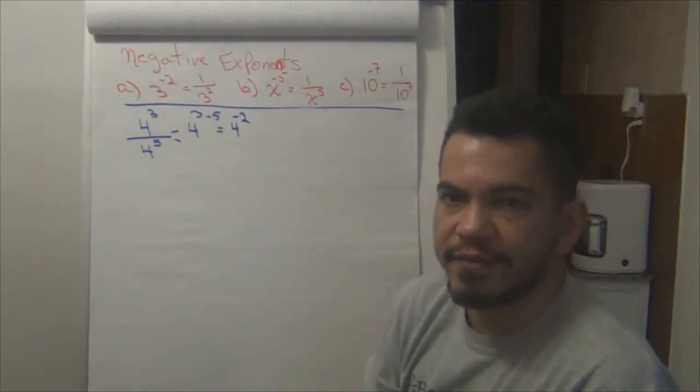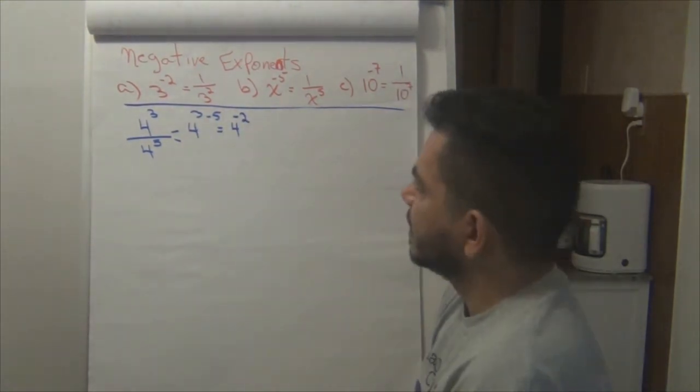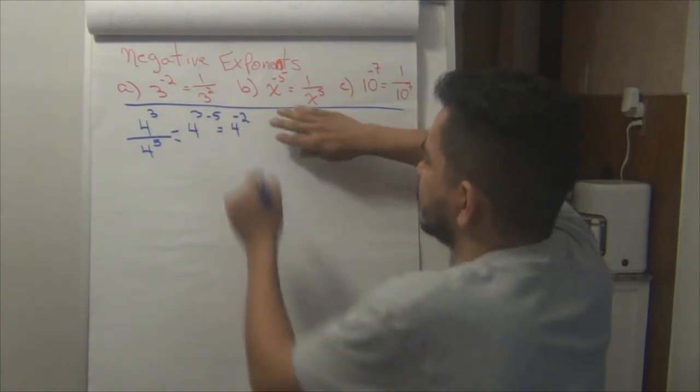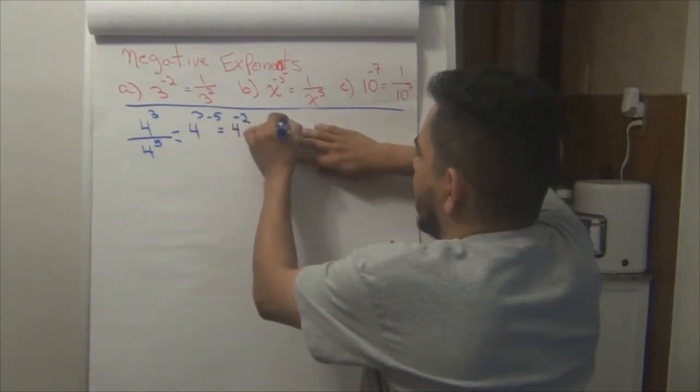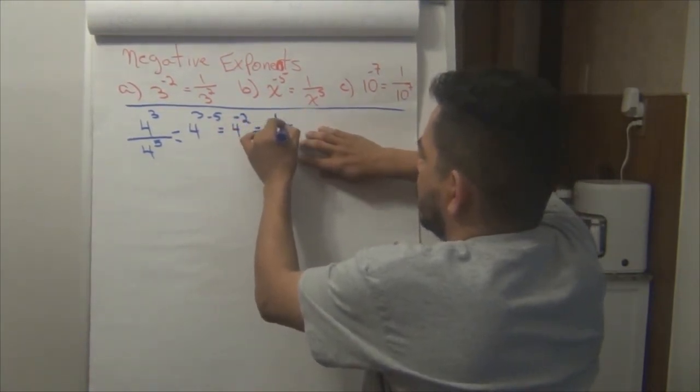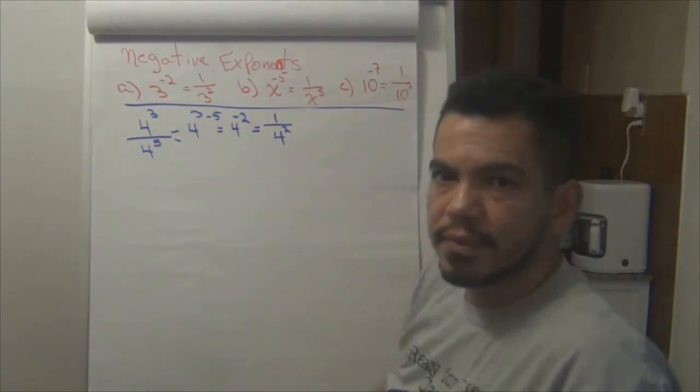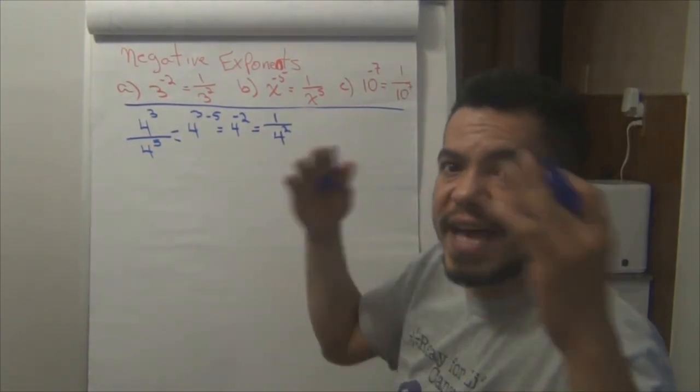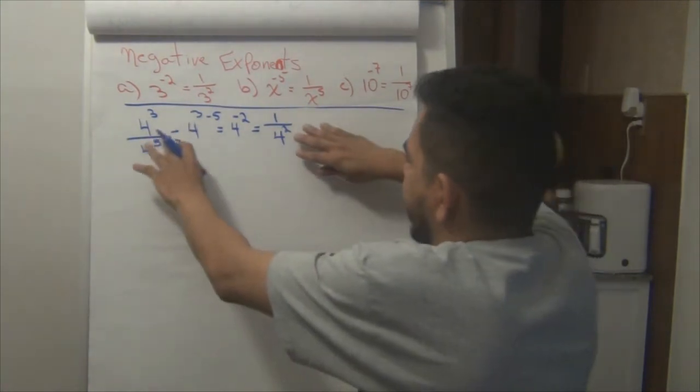So we have 4 to the negative 2. How do we prove that 4 to the negative 2 is the same thing as 1 over 4 to the second? Well, let us expand. That's how we show work. Let us expand.